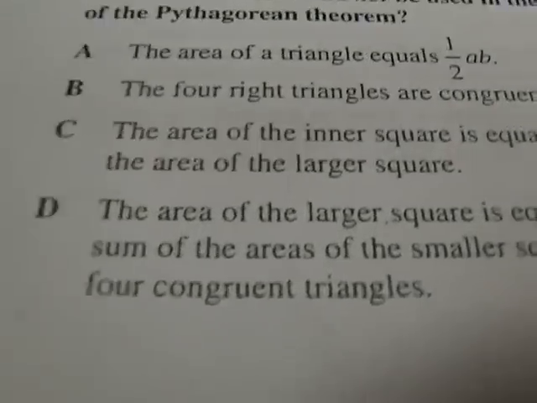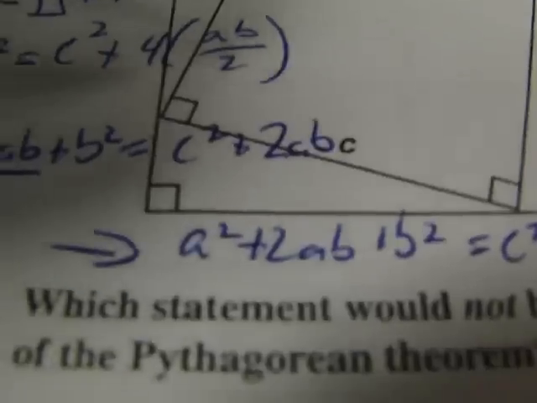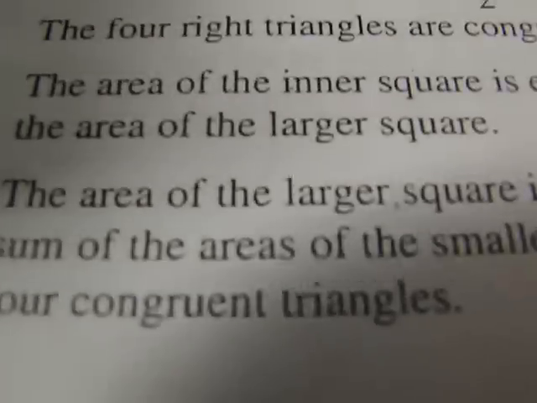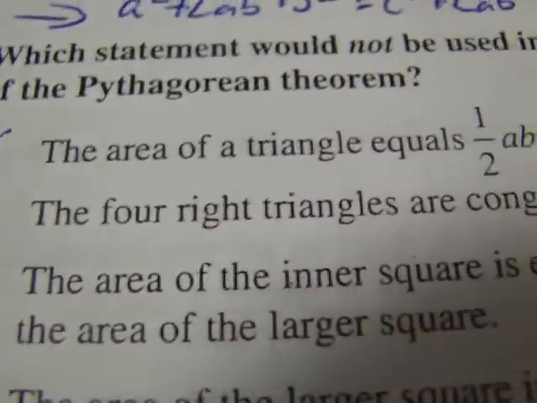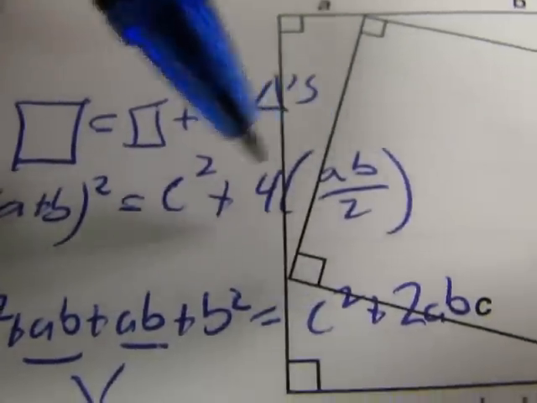So let's look at what our choices are. Do we need to know that the area of a triangle equals 1/2 AB? We certainly do, because we use it right there. So that can't be the answer, because we're looking for the thing that is not used. Do we need to know that the 4 right triangles are congruent? We certainly do, because we're multiplying by 4. If they weren't congruent, we would not be able to do that.